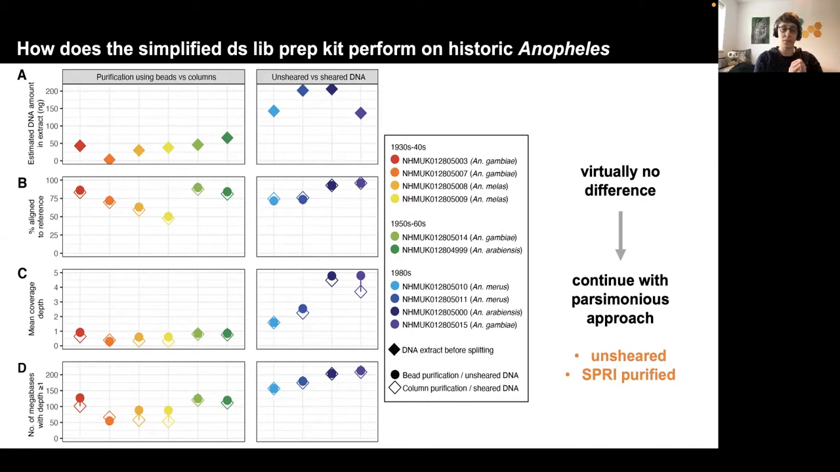But what is most noticeable here is, like I said, the circles and the diamonds were two different approaches, and there's virtually no difference. So whichever one you choose, you are going to get more or less the same results. And we decided to just continue with the most parsimonious approach going forward, which is we're just going to input unsheared DNA extracts and we're going to spray purify them for simplicity so we don't have to deal with columns.